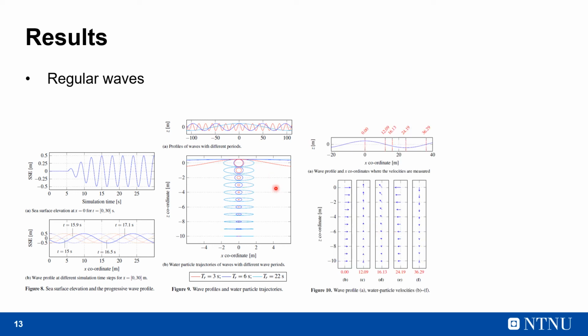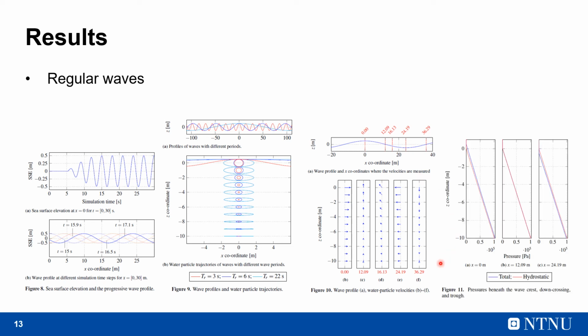Now, looking at the water particle velocities beneath the wave at different locations, we see that beneath the wave crest, the water particles have a velocity along the positive x-axis, and beneath the wave trough, the water particle velocities are along the negative x-axis, and at intermediate locations, the water particle velocities correspond to theoretical values.